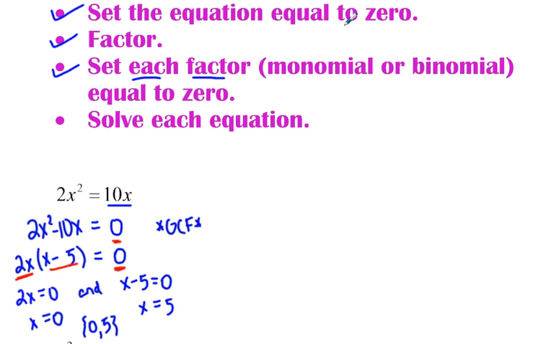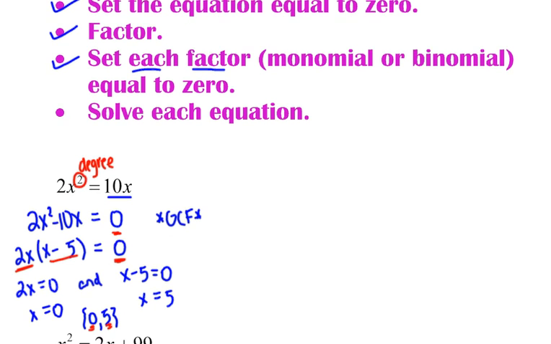Something you should notice as you do these problems, the number of solutions you get is dependent on the degree of your polynomial. The degree is the highest exponent. So whatever the degree of your polynomial, in this case our degree was 2, that tells us that we'll have 2 solutions to our problem. Let's try another example.